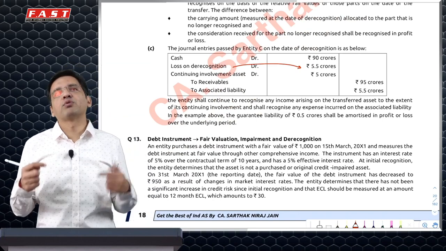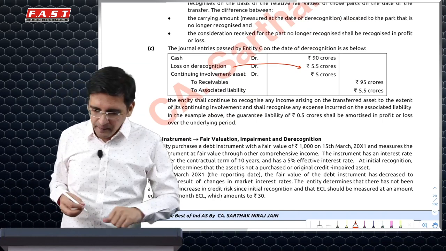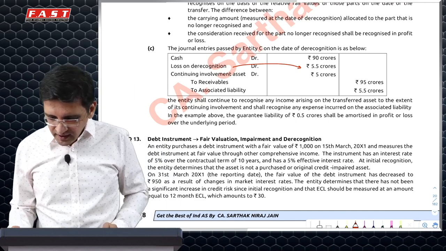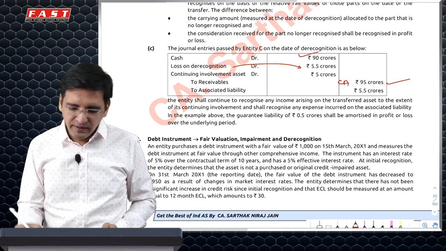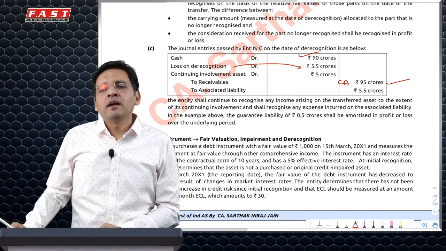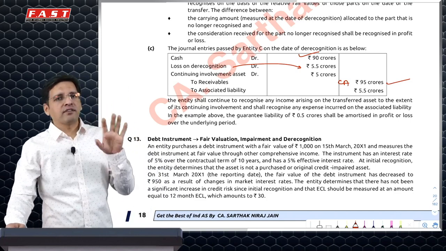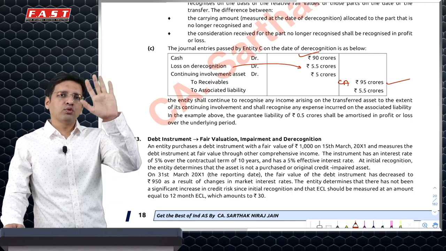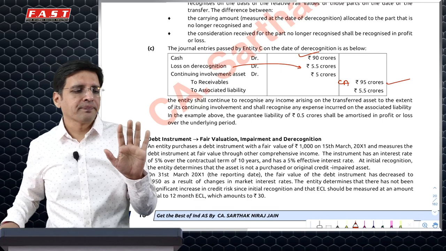The way you will have to answer your questions in the exam here is first fix what is the total loss. Then de-recognize the whole asset at carrying amount 95 and debit bank with what you have received. This is simplest because you know actually what you have received. What you have to do is whatever additional guarantee you have given, so your involvement in the asset is now 5 crore because you say that up to 5 crores I'll reimburse the loss.